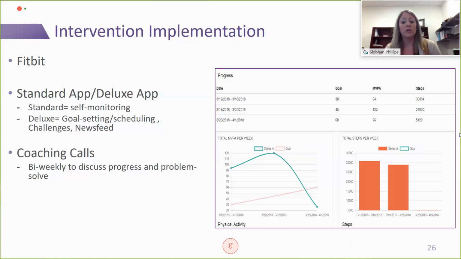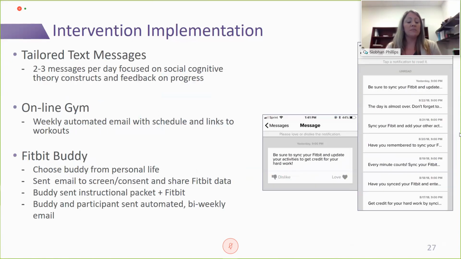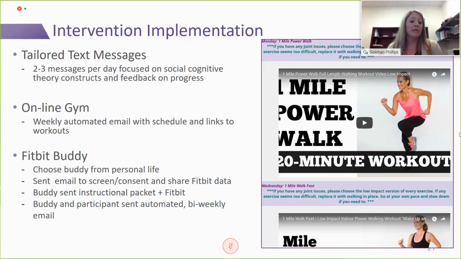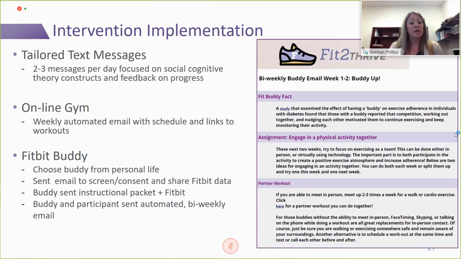techniques. The coach is able to actually see their progress through the app database in real time. And then participants assigned to the tailored text messages get 2 to 3 messages per day, focused on social cognitive theory constructs and feedback on progress. Individuals in the online gym get weekly automated emails with a schedule and link to workouts. And then for the Fitbit buddy, they were able to choose a buddy from their personal life. We sent that person an email to screen and consent and agree to share their Fitbit data with us. And then they were sent an instruction packet and Fitbit through the mail. And then we sent both the participant and the buddy a biweekly email with strategies for how they could support each other to increase physical activity.